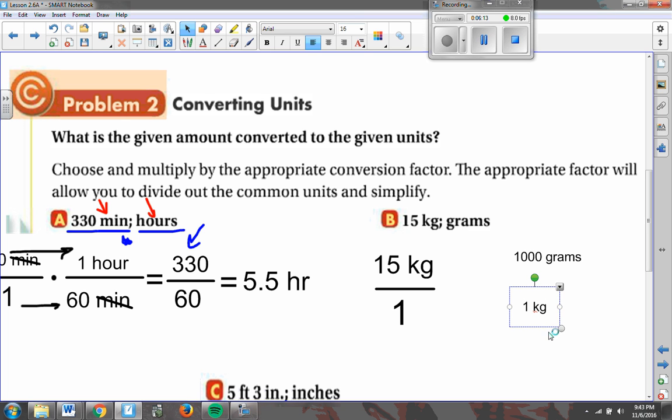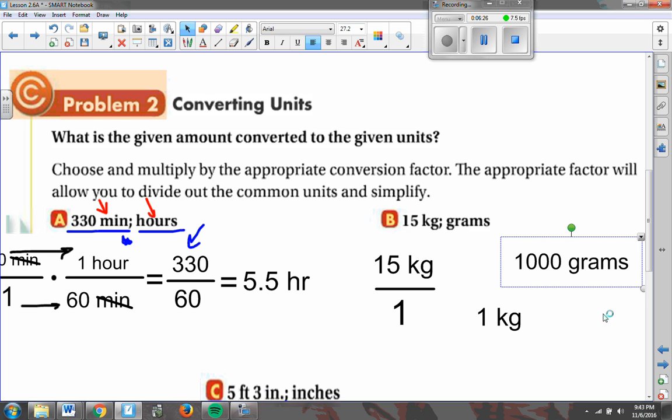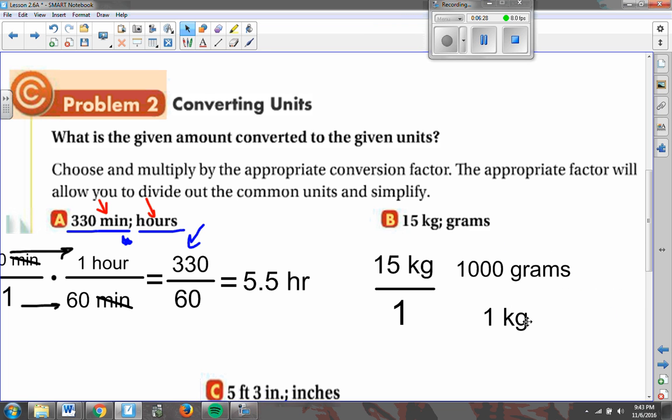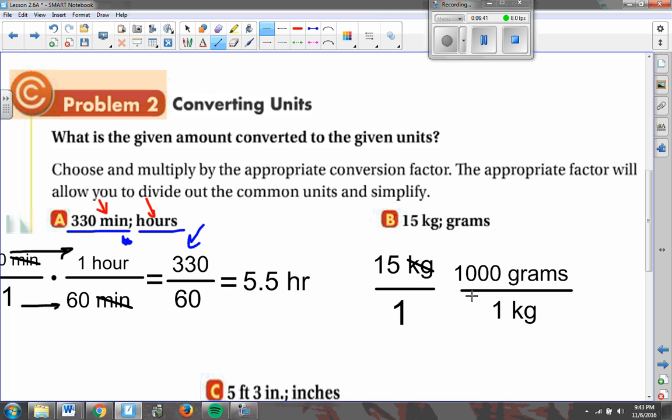Every 1 kilogram. Now, because I started with a unit in kilograms, I'm going to want to put kilograms on the bottom of my conversion fraction because I want kilograms to be canceled out. I don't want that unit there anymore, so because it started out on the top, I'm going to now put it on the bottom so that kilograms will cancel out and I'll be left with something in grams.